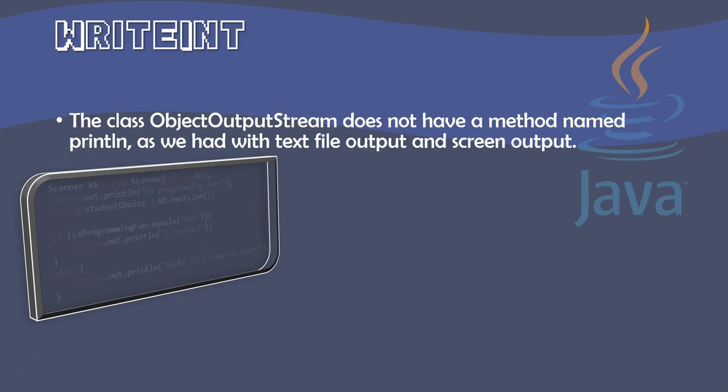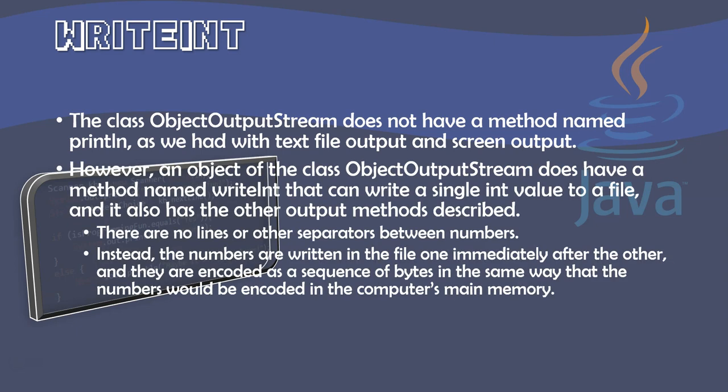The class output stream does not have a method named printLine, right? Because we're not printing to a text file, we're not printing to the console, we're writing to a binary file. So we don't have that same text file or screen output that we're familiar with. However, an object of the class object output stream does have a method called writeInt, which can write a single int value to a file, and it has, of course, other output methods as we're going to describe.